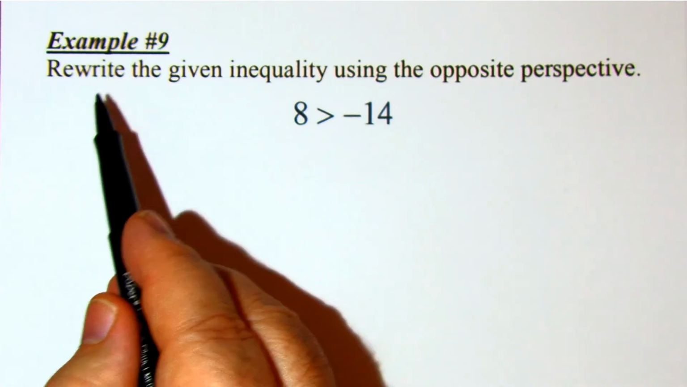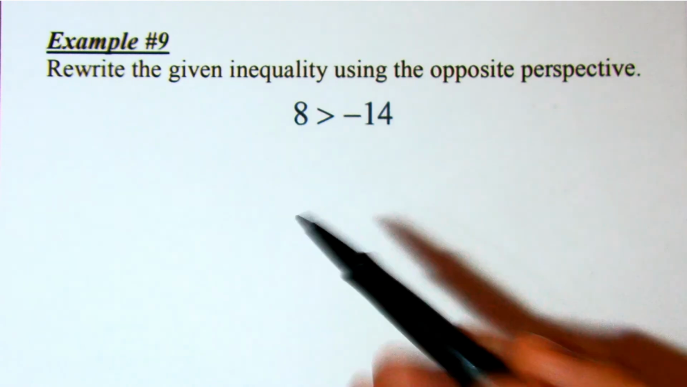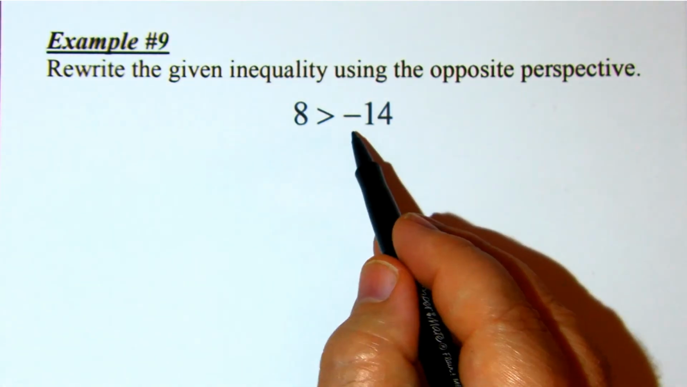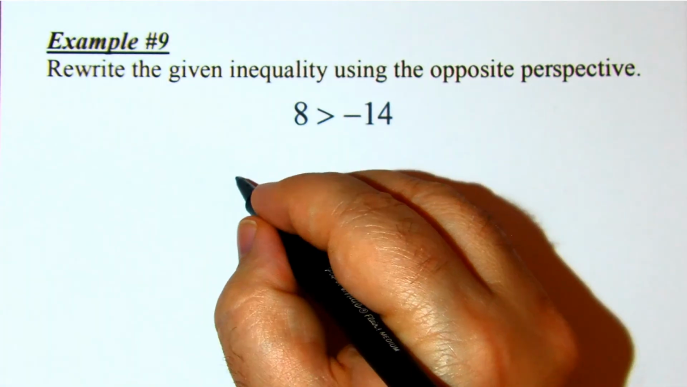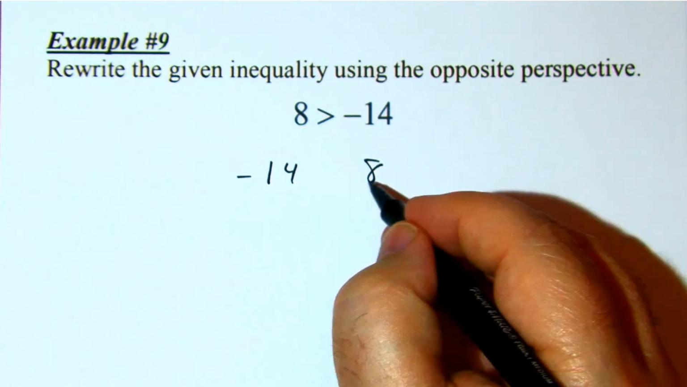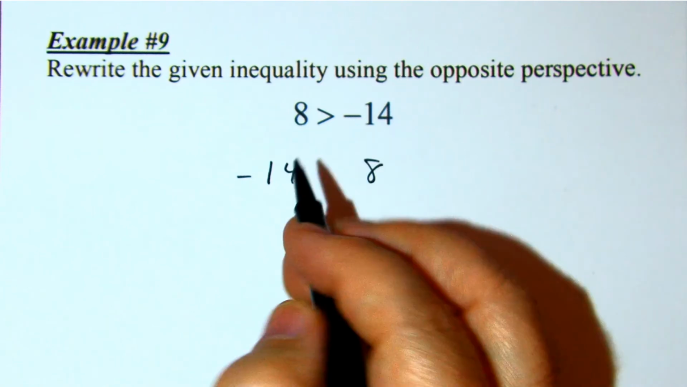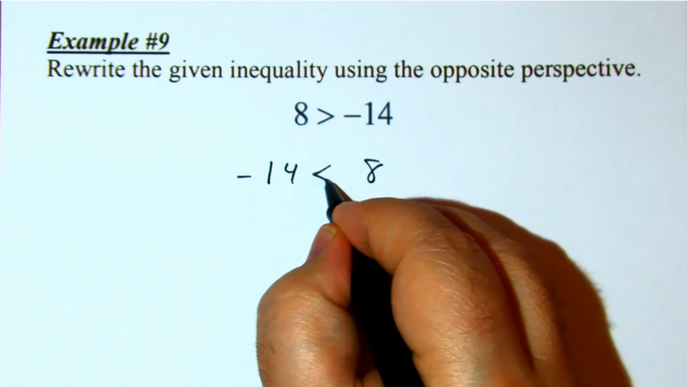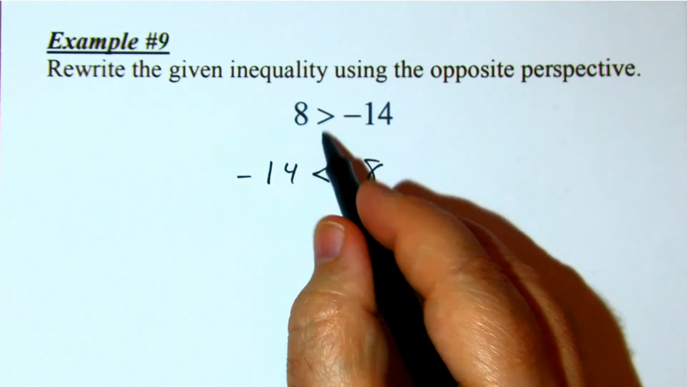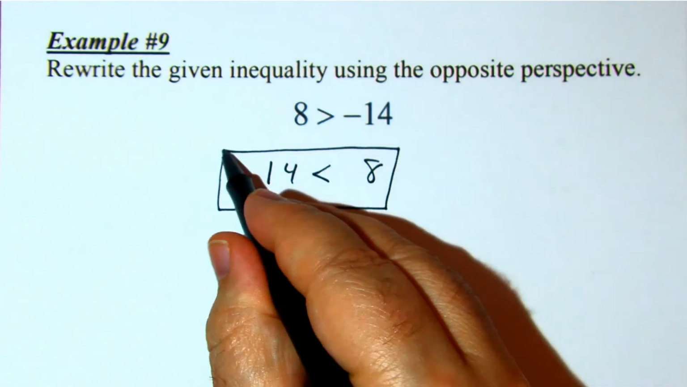Example number 9. Rewrite the given inequality using the opposite perspective. In this case, our original statement is 8 is greater than -14. To write it with the opposite perspective, we'll start with the -14 and end with the 8. And if 8 is greater than -14, then -14 must be less than 8. So you reverse the two numbers and you reverse the order of the inequality. And that is our final answer.